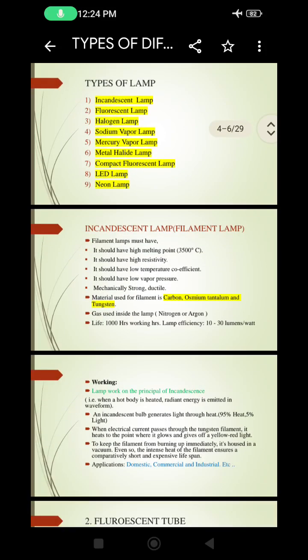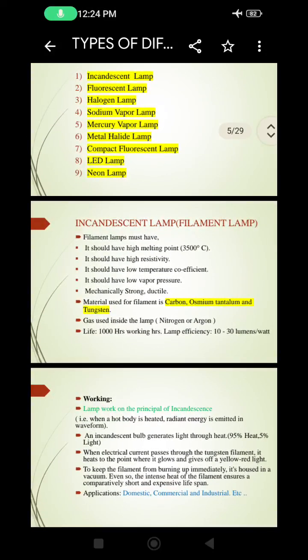First of all, the incandescent lamp. The incandescent lamp, or we can call it a filament lamp, because it has filaments, which should have a high melting point of 3500 degrees Celsius, high resistivity, and a low temperature coefficient. It should have low vapor pressure and be mechanically strong and ductile. Materials used for the filament are carbon, osmium, tantalum and tungsten. The gas used inside the lamps is nitrogen or, in some cases, argon. The lifespan is 1000 hours and the lamp efficiency is 10 to 13 lumens per watt.